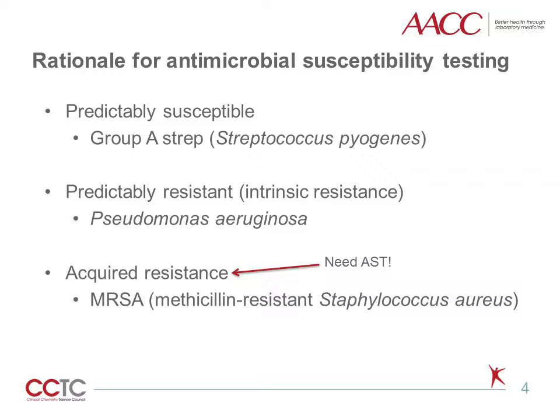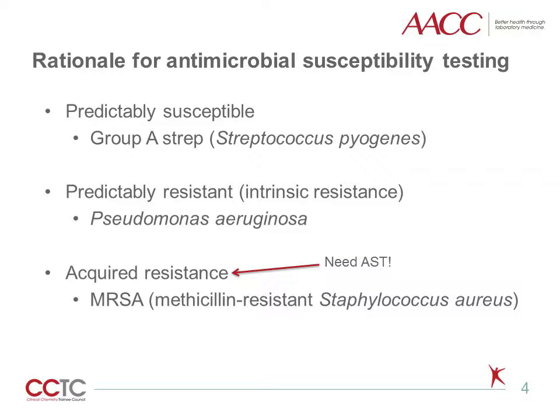Then there are bacteria that are predictably resistant to certain antimicrobial agents. This is due to their intrinsic resistance to those particular drugs. An example is Pseudomonas aeruginosa and penicillin. Pseudomonas aeruginosa is intrinsically resistant to penicillin due to the presence of chromosomal beta-lactamases. Therefore, other antimicrobial agents are used to treat patients with this infection.